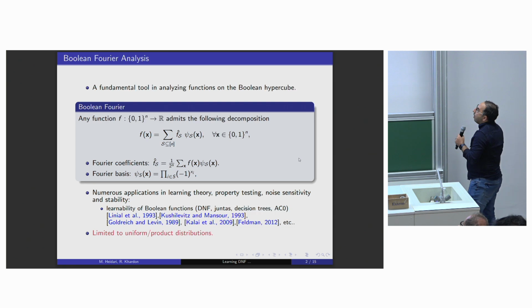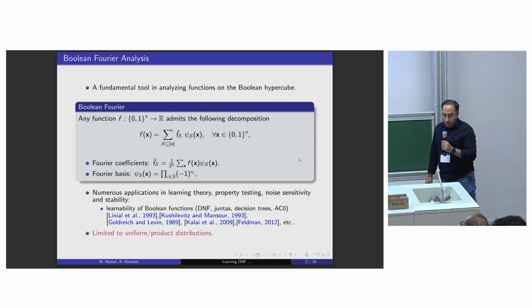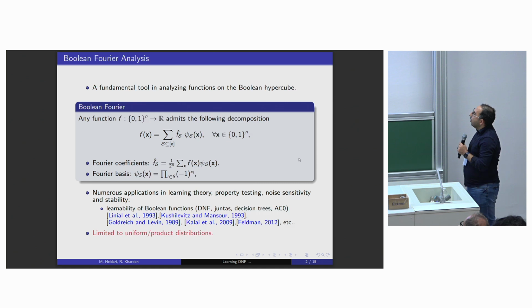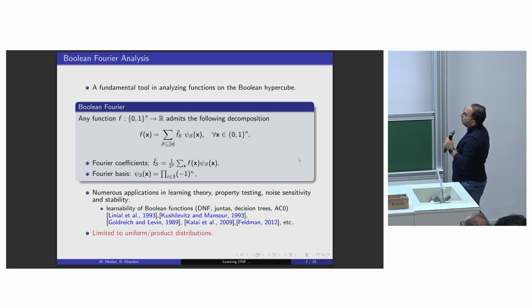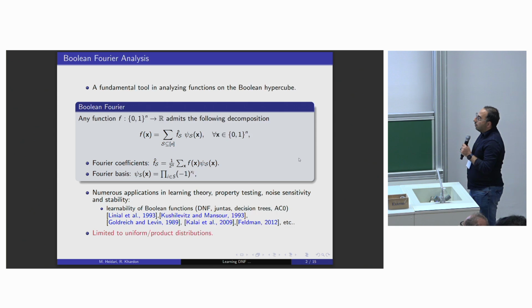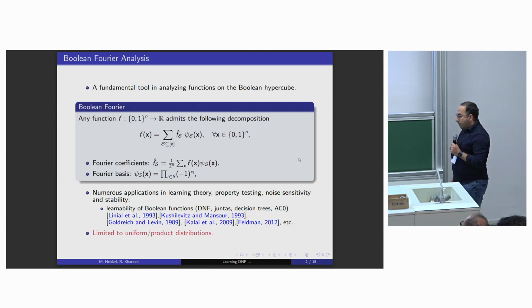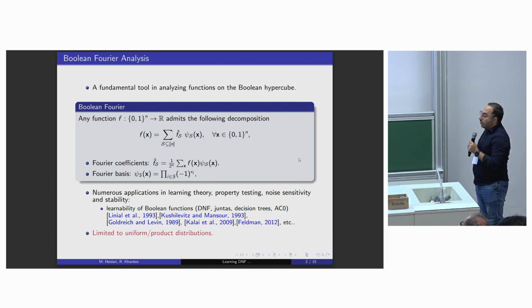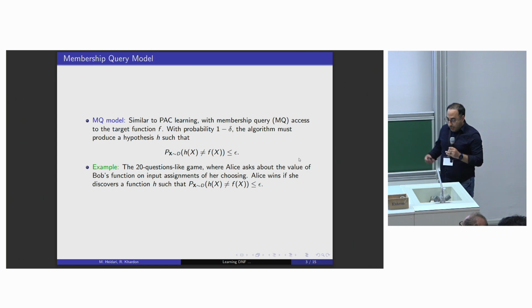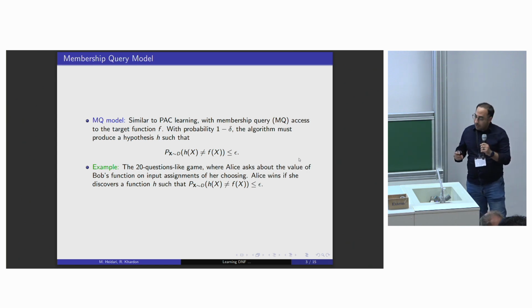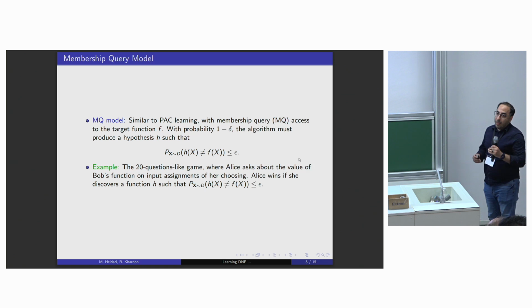This tool has been studied with numerous applications in learning theory, property testing, and noise sensitivity. Over the past few decades, there have been a lot of learnability results for classes of Boolean functions. However, despite all this progress, Boolean Fourier is limited to uniform or product probability distributions. Our focus is to generalize this Fourier expansion and also look into the learning aspects of it.